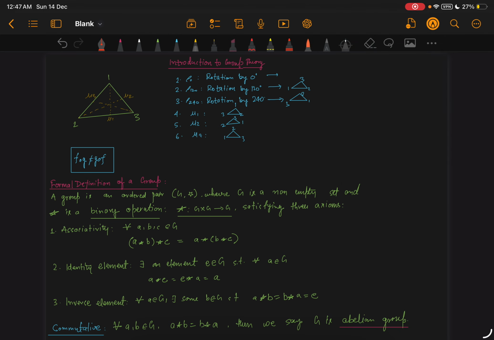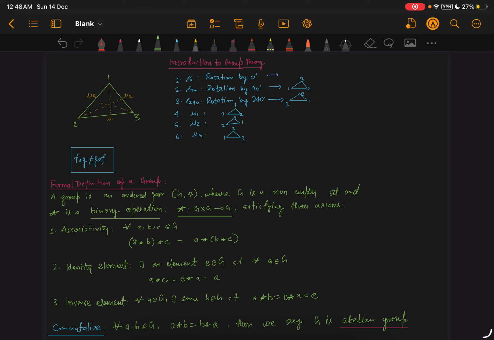Try to apply rho 0 with rho 240 and then mu 2, and then check that it's equal to rho 0 into rho 120 then mu 2. Check with other operations too. It's basically calculation and composition of functions, and it's easy to check.